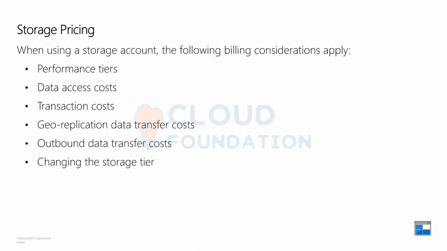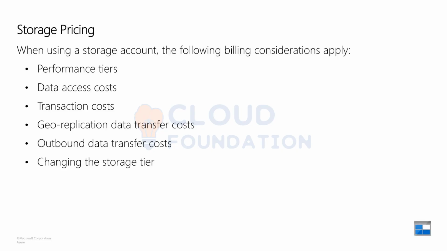If you look at pricing, I already mentioned this. First is performance tier. What is the performance tier? Hot tier, cool tier, archive tier? Or you are going for HDD or SSD, that will define the performance tier. Then the data access cost, your transaction cost. How much of data you are retrieving or saving, that is your transaction cost.